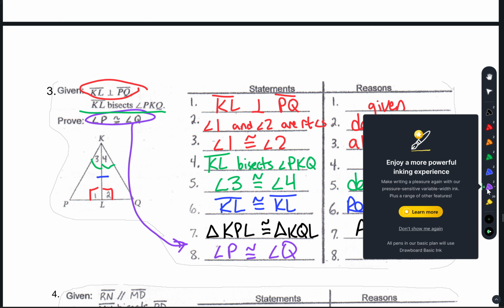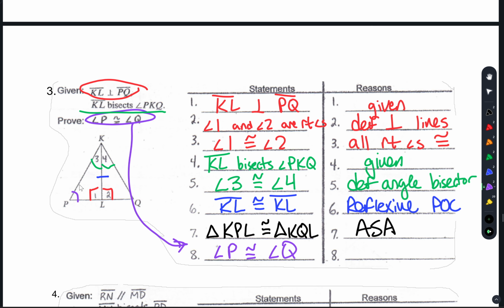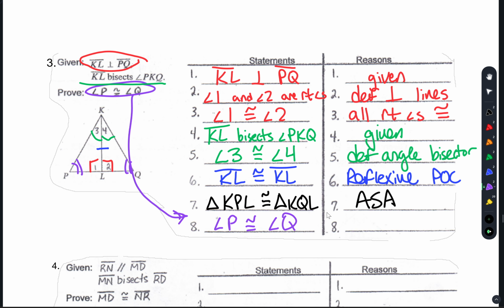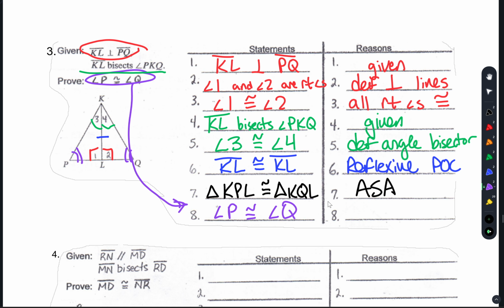And then in step 8, it says, okay, now prove that P and Q are congruent. And we know that because of our friend. Anna? CPCTC. 3 C's, a P, and a T.